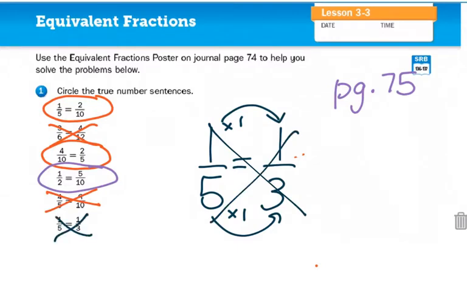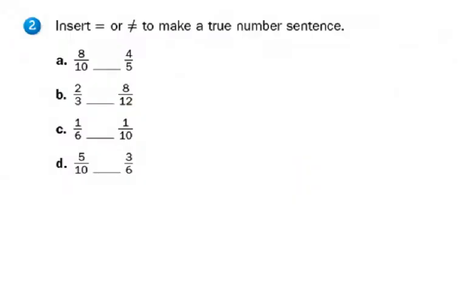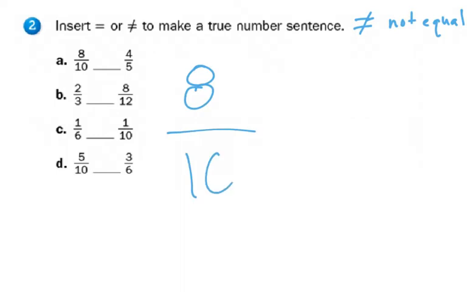So we had 3 that were equivalent or equal and 3 that were not. Let's move on to the next one. Number 2 says insert an equal, or this symbol means not equal. Make that a little bit neater for you. This means not equal, to make the number sentence true. So again, I'm just writing this a little bit larger.